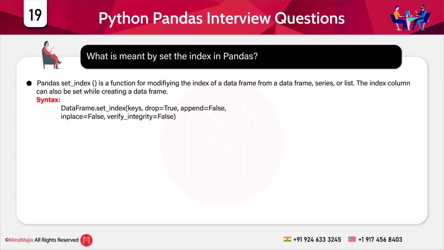Now if you talk about the syntax of set index, what you can do is DataFrame.set_index, and here you specify keys, drop, which can be true or false, append, which can be true or false, inplace, true or false, verify_integrity, true or false. These are the parameters that you can pass with set index. Keys is nothing but the name of the column or a list of column names. If this particular parameter drop is true, that removes the index column.